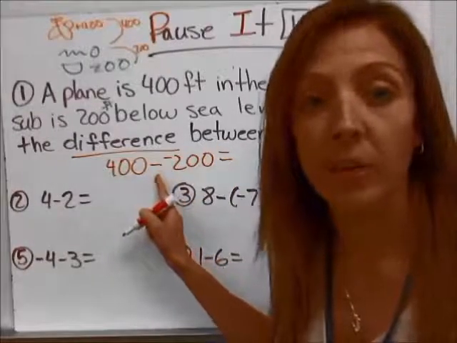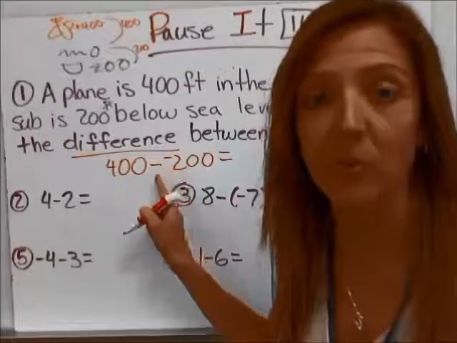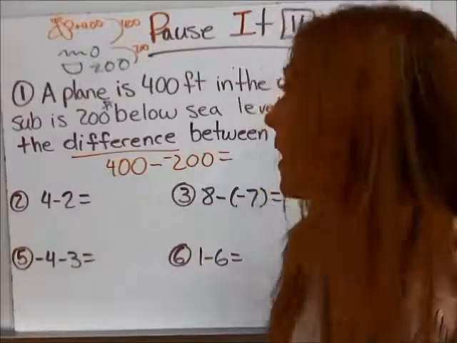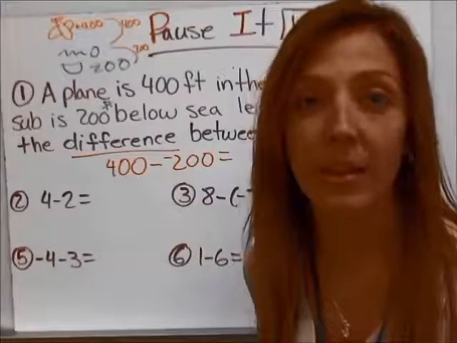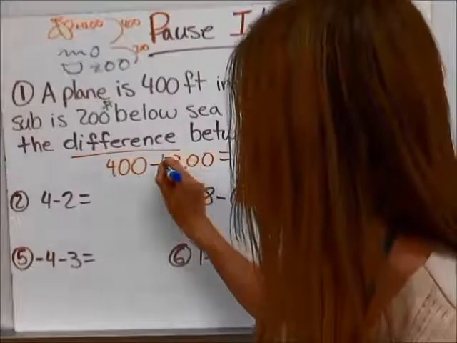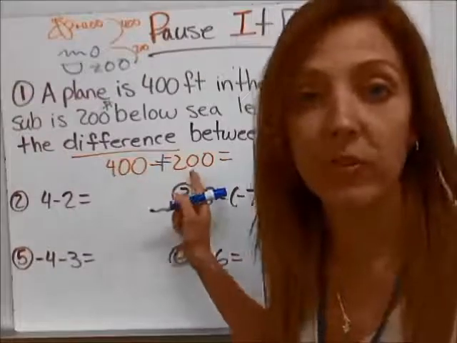In this scenario, we're subtracting a negative number. And when you subtract a negative number, when we have a subtraction sign and a negative sign next to each other, we're taking away the negative. So that becomes a positive. 400 plus 200 is 600.